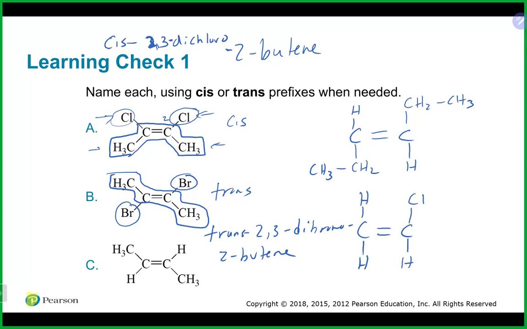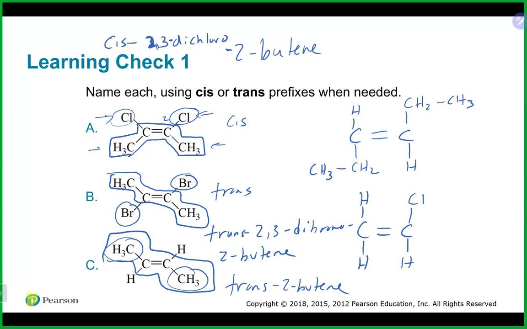Bottom one is trans. You could look at the methyls. You could also look at the hydrogens if you really want to. This guy would be what name? Longest carbon chain is? Still 4, nothing else there but hydrogens, right? So this is actually just trans-2-butene. Any questions on any of those there?